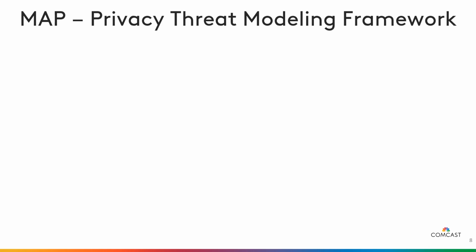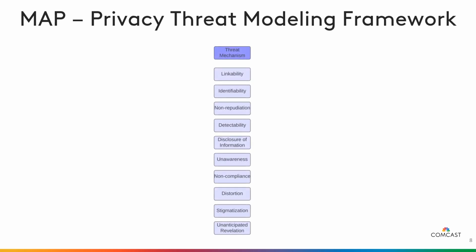Let's start with threat mechanism. Threat mechanism defines the different possible paths in which threats can occur. For example, if the information flowing through an application can be used to identify a person, it is an identifiability problem. MAP currently lists 10 such mechanisms.